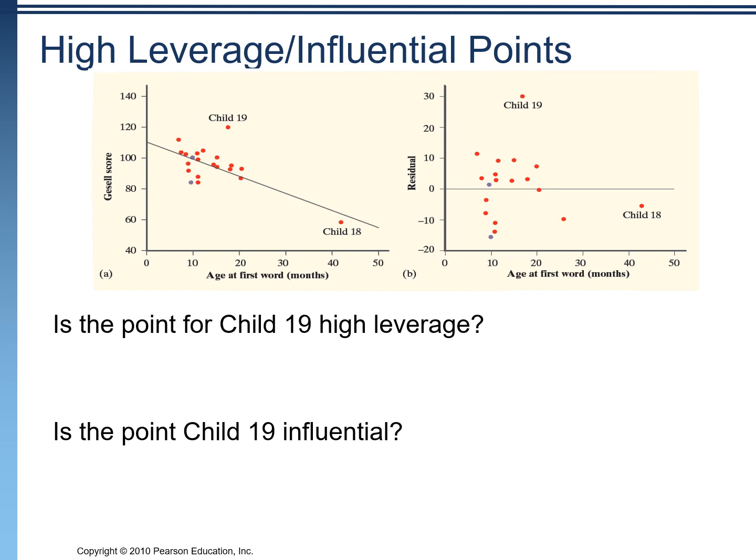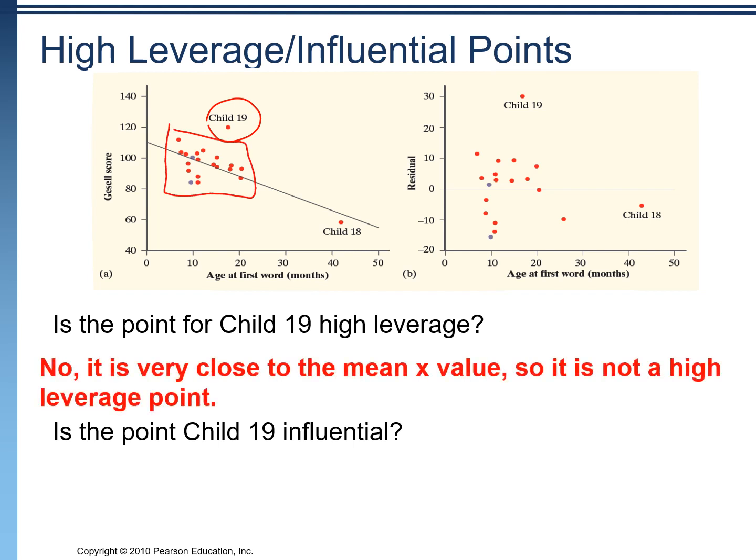Next, same questions for child 19. Is child 19 a high leverage point? It is not, because it's pretty much right in the middle of all the data. As far as the x-axis goes, it's not unusual. It's very close to the mean x value.